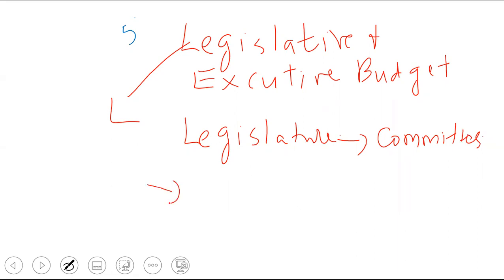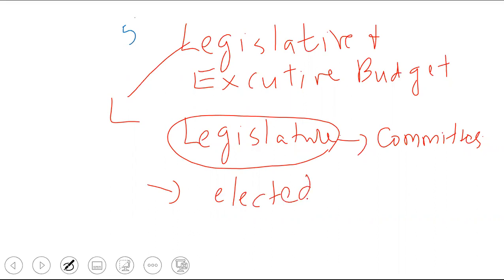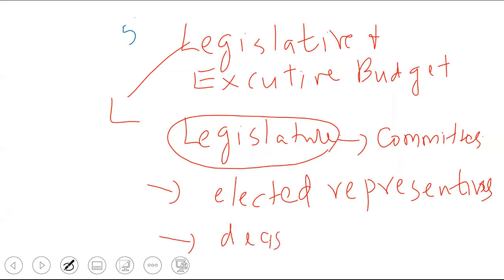The legislature consists of elected representatives. It is a decision-making organization. I will explain this.